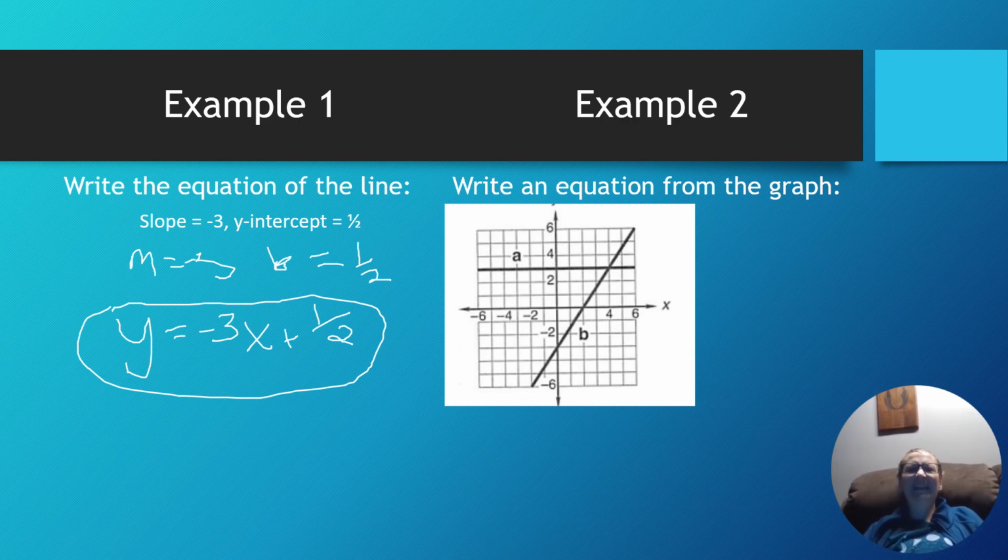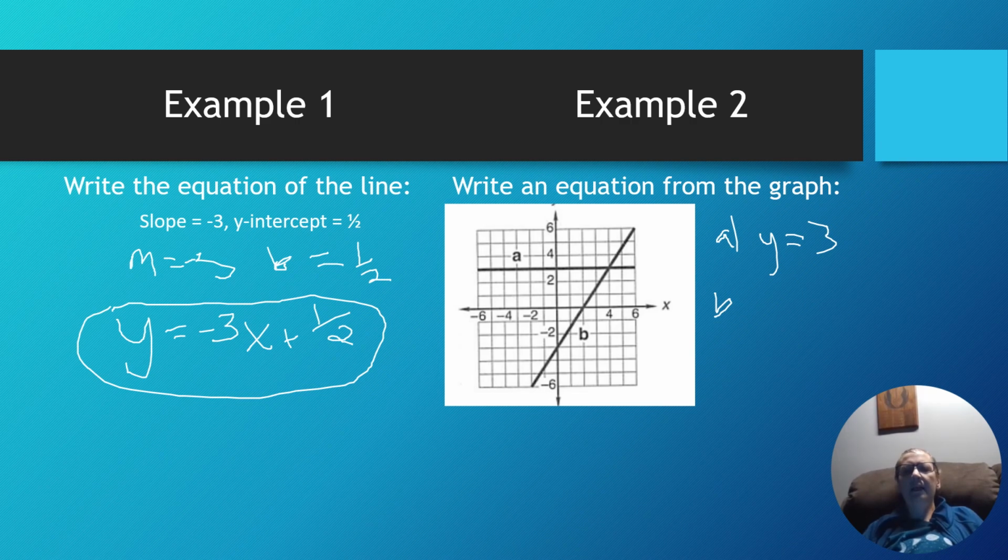All right. Example 2, we're asked to write the equation of the line given the graph. We have 2 lines here, so we'll start with A. A is a horizontal line, so it's y equals something. So all I have to see is where it crosses the y-axis. It crosses at 3, so it's y equals 3. So that's really easy.